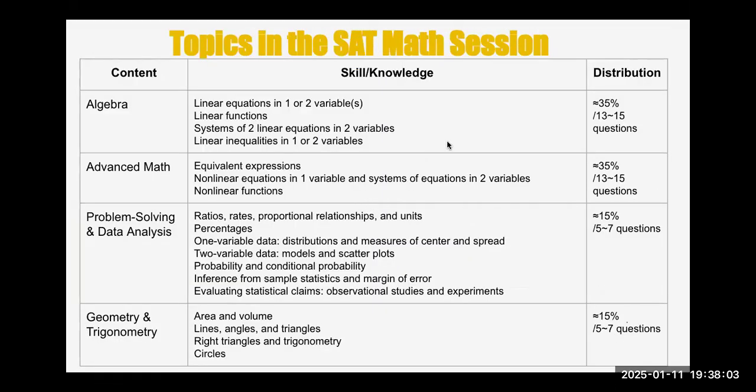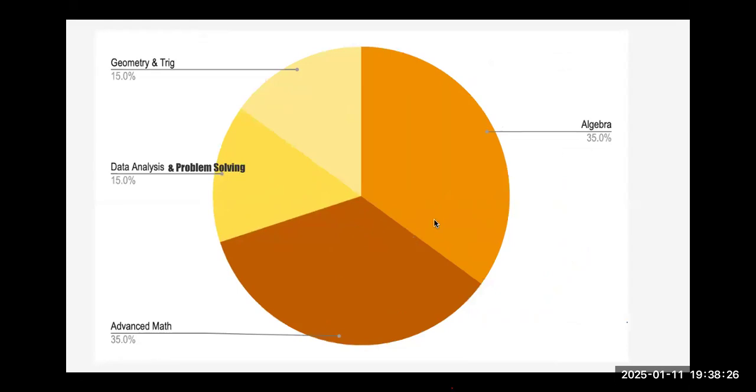This table shows the topics covered in the math section. We have 4 major parts. Algebra and advanced math take about 35% each. And then we have problem solving and data at about 15%. And then geometry and trigonometry is another 15%. This pie chart shows us roughly the percentage for each topic in math. So algebra and advanced math take the majority, like 70% in total. And then geometry and trig, and data and problem solving take another 30%.